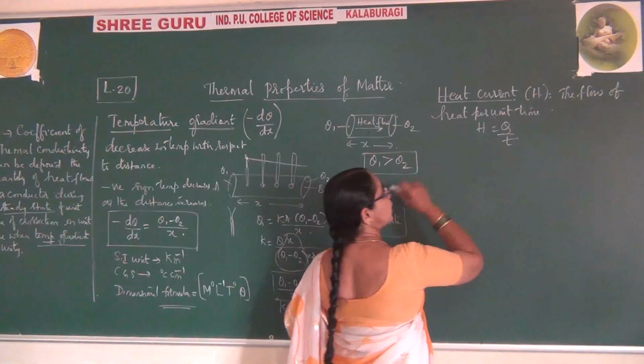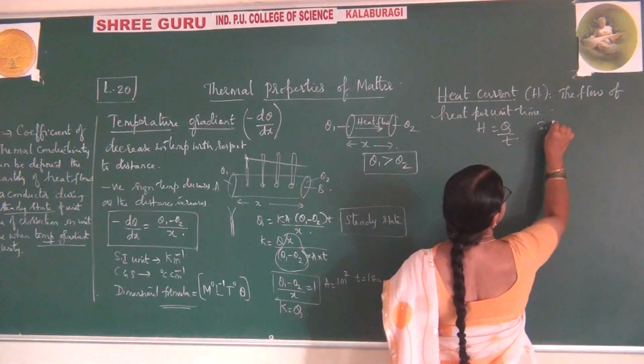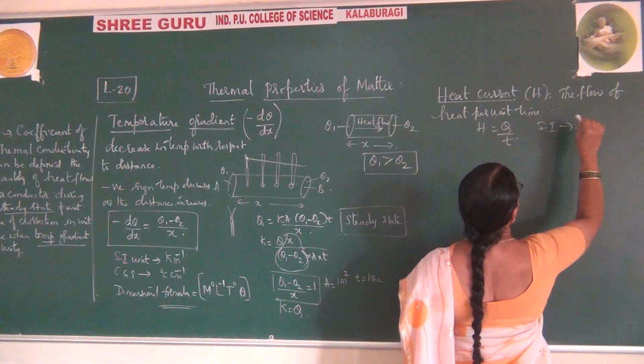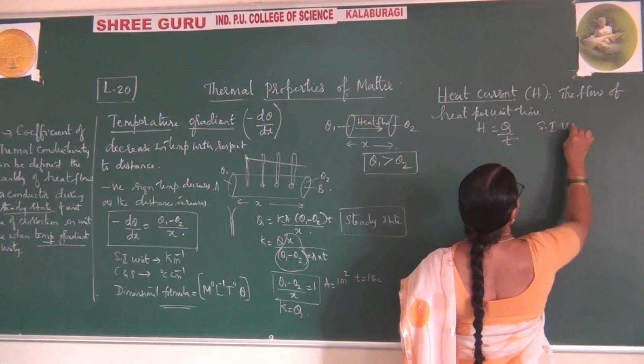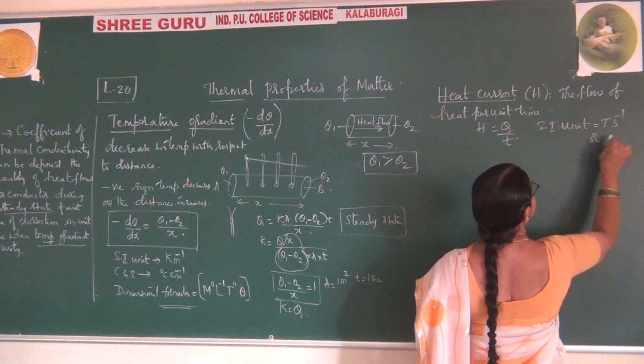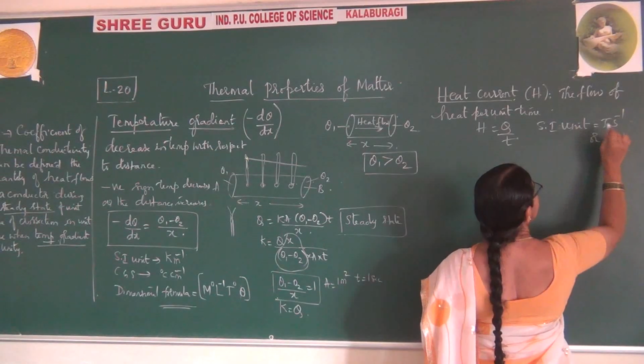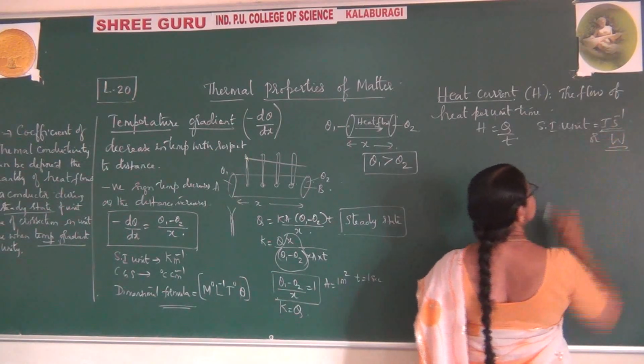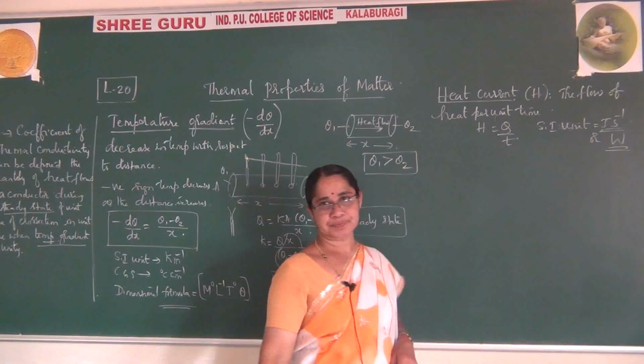Now, by looking at this, you can write the SI unit. What is its SI unit? You can write it is joules per second, or you can also write it is watt. We are ready to accept this or this, both are correct. Joules per second or watt.